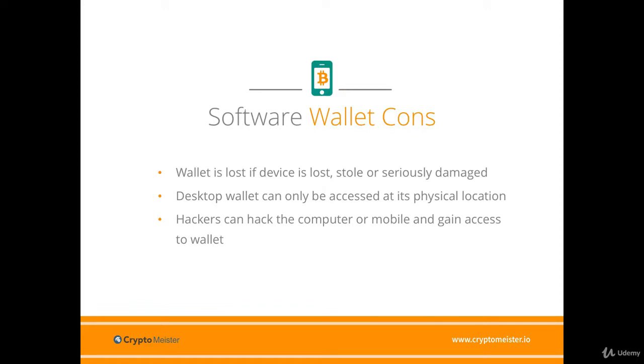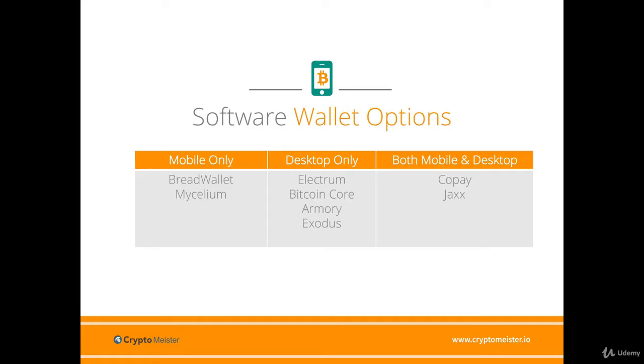On the downside, a wallet is lost if your device is lost, stolen, or seriously damaged. A desktop wallet can only be accessed at its physical location, and hackers can hack the computer or mobile device to gain access to your wallet. Popular mobile wallet options include Bread Wallet and Mycelium. Desktop options include Electrum.org, Bitcoin Core, Armory, Exodus.io, and both platforms are covered by Copay.io and Jaxx.io.